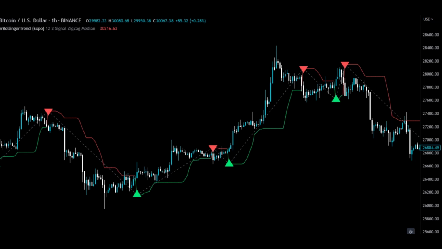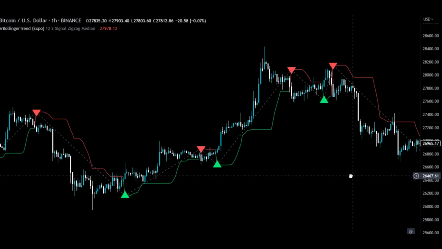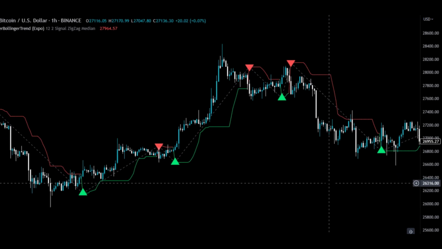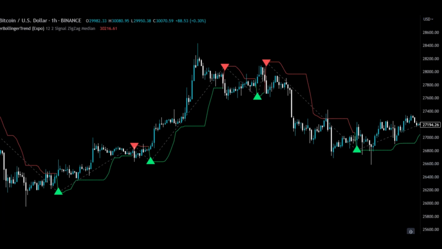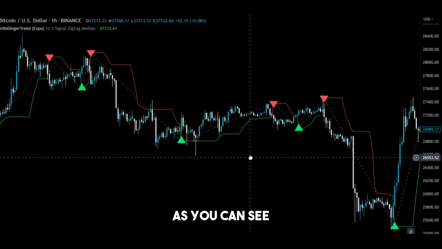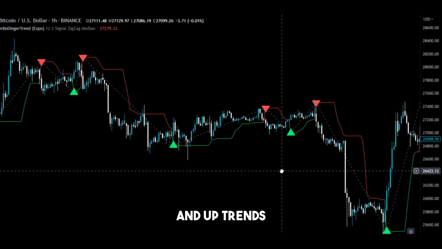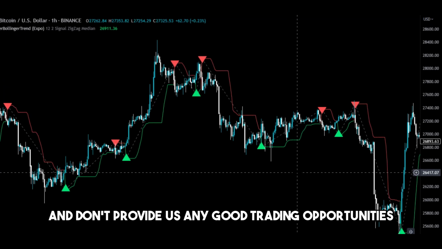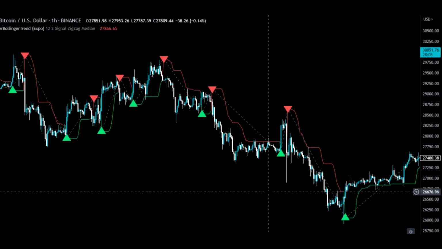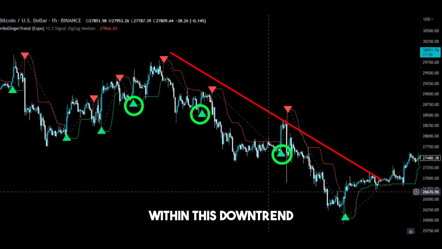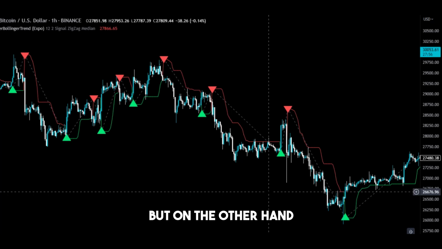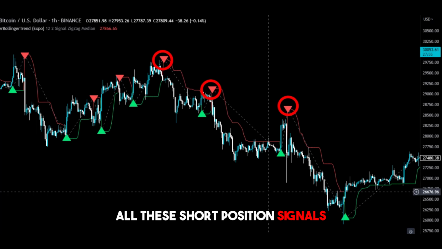When it changes from red to green, it's a buy signal and the line goes below the price, and when it changes from green to red, it's a sell signal and the line goes above the price. This indicator shows every turning point of the market including the pullbacks, as you can see in both downtrends and uptrends, which is confusing and doesn't provide us any good trading opportunities. For example, here you can see that the price is in a downtrend and these long position signals are just showing pullbacks within this downtrend. But on the other hand, all these short position signals are profitable.